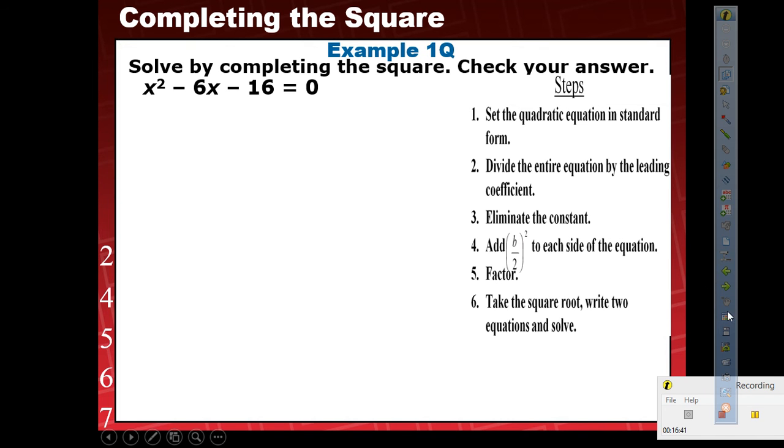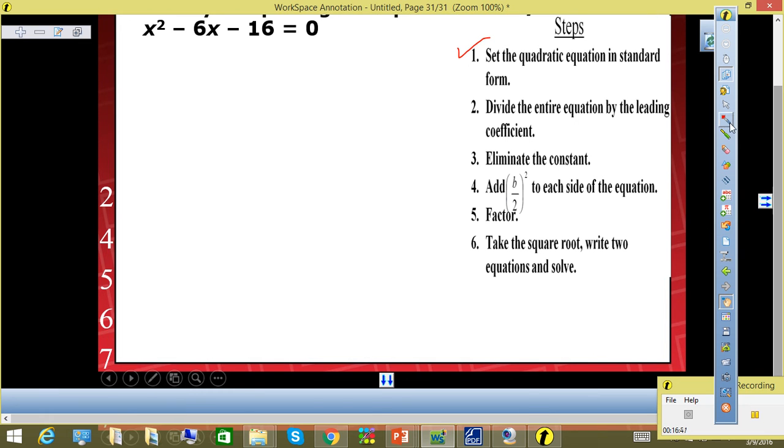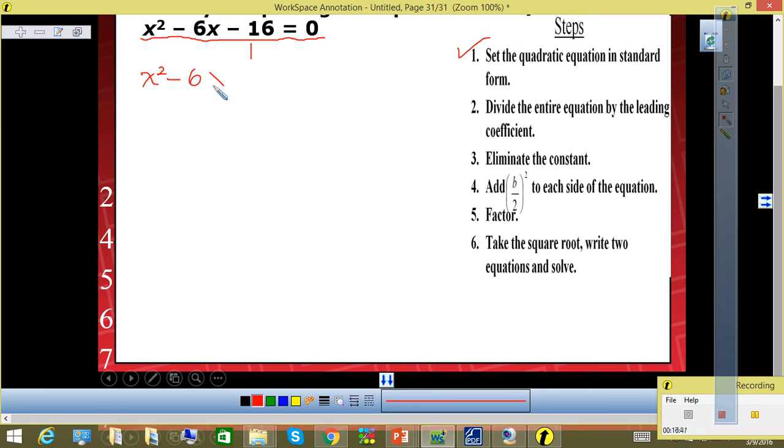Okay? So, step 1 says set in standard form. What do we notice? It's already standard form. Okay? So we go to step 2. Step 2, divide the entire equation by the leading coefficient, which is 1. I'm going to do that just for the purpose so that you can see it. X squared minus 6x minus 16 equals 0. Yes, when you have a number, you divide by the number.